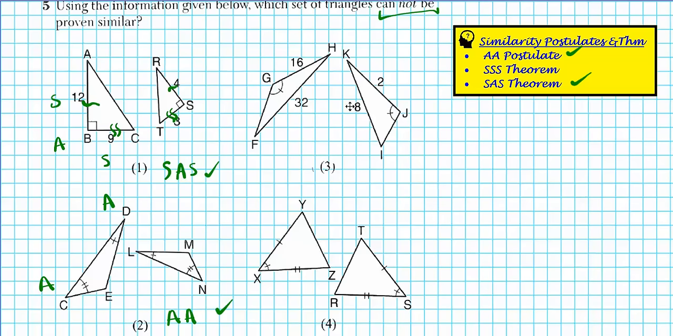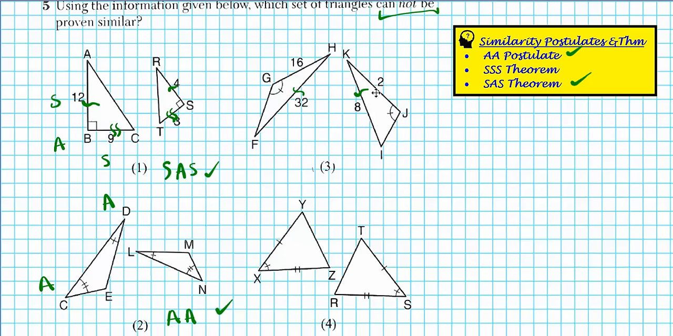We have side. So this side right here is proportional to this side. You're multiplying by 4 here. I mean dividing by 4. So 32 divided by 4 is 8. 16 divided by 4 is 4. So ladies and gentlemen, we have a problem with the sides. These two sides are not in proportion.